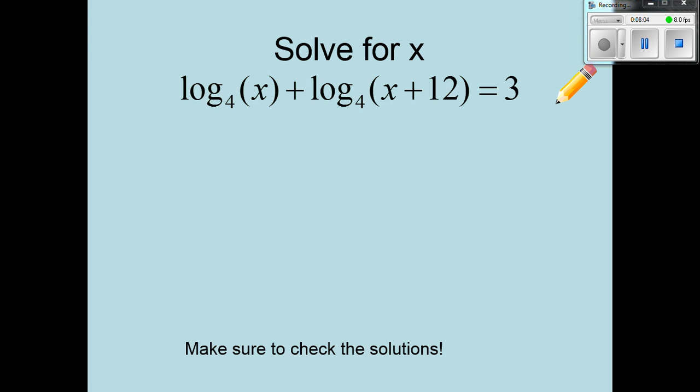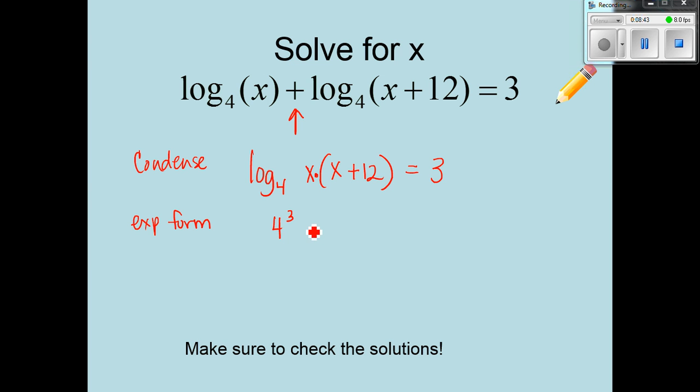All right, we'll do one more example here. Now, this is where we're going to have to use those properties of logs. Remember last week when we were doing properties of logs and we had that plus sign? We can condense this into one log. So we can say log base 4 of x times x plus 12, because the plus sign means a product. And that's equal to 3. So now I can rewrite it in exponent form. 4 to the power of 3 is equal to x times x plus 12.